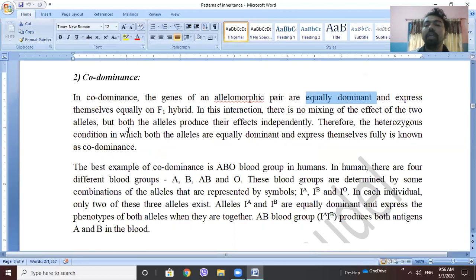Now in the F1 hybrid, both of the characters of the alleles will be expressed. Now, this is not mixing up. The parental traits of the character will be expressed. So, in the heterozygous condition, the alleles are equally dominant and express themselves fully. And we call that phenomenon codominance.